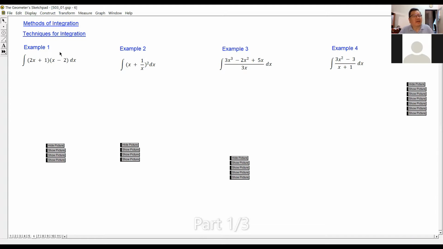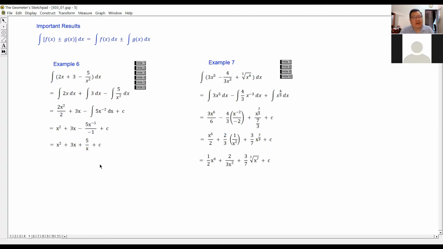At some of the methods and techniques used in integration. Now, in our last lesson, we have seen how to integrate a function, a polynomial. That means a function consists of several terms. So this function has three terms. So we have seen how to integrate them one by one.